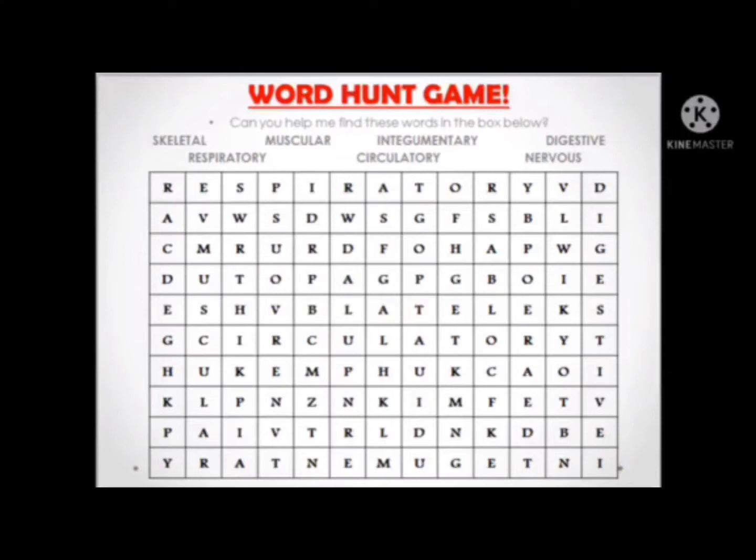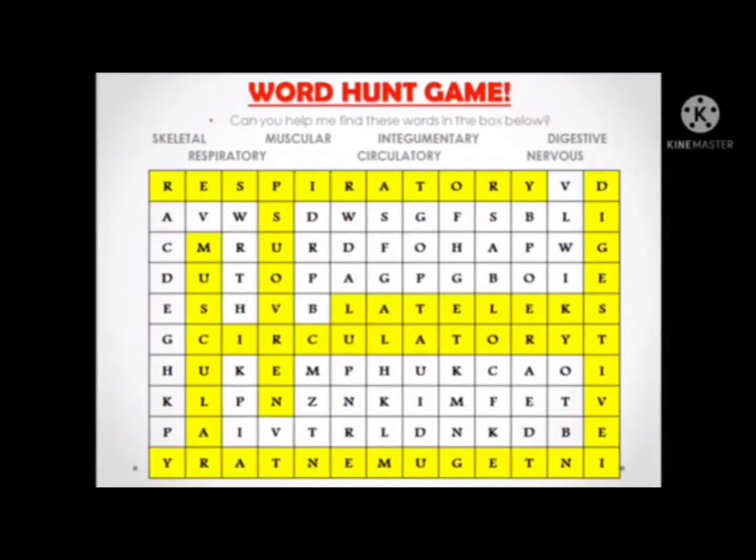Okay, your time is up. Now, let's check kung nakompleto nyo yung 7 body systems na hinahanap natin kanina. I hope nakompleto nyo silang lahat.